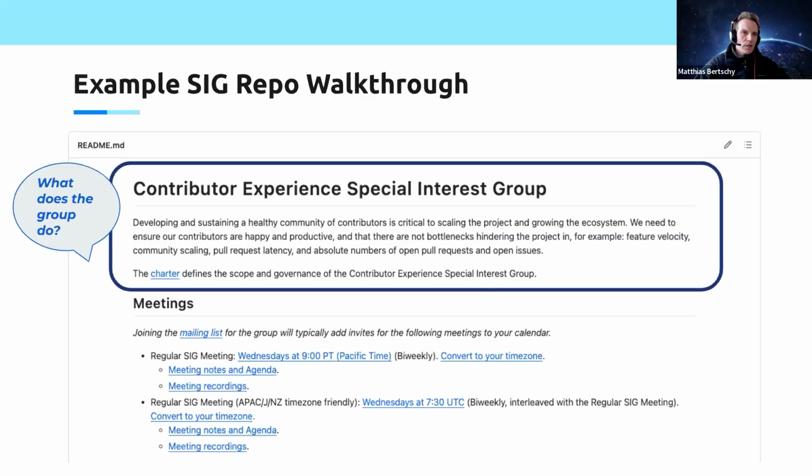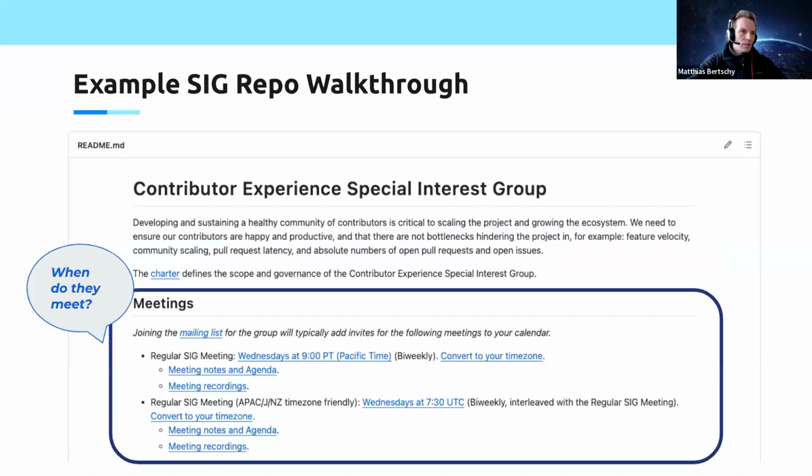At the top of this file, there is a summary of what the SIG is doing, and also a link to the team charter, as I said before. So it gives you a high-level idea about what the SIG is doing. Thank you, Wendy. And then below the summary, you find the information about the group meetings.